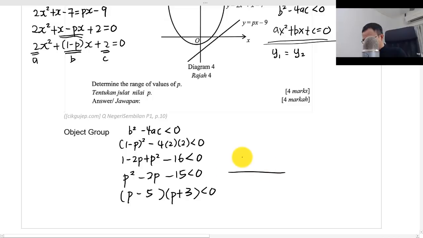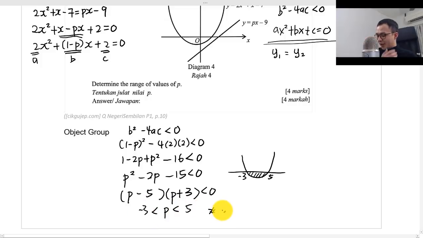Like what I always say, for a quadratic inequality, you always need to draw out the diagram. Less than 0 means below the x-axis. Below the x-axis, you will get negative 3 and 5, so your p value should be between negative 3 and 5. This is how we get the value of p. I prefer you use this way. The answer I sent you uses another, more complicated method. You can just ignore that one and follow this one because it is easier.